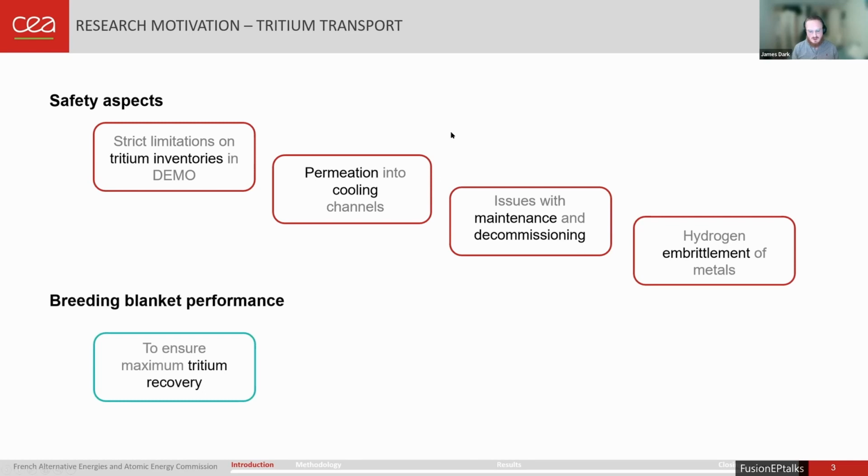But also just for the performance of our breeding blanket, we want to ensure that we know where all our tritium is being produced and where it's going, and make sure that it's going where we want it to go, rather than just diffusing everywhere into our vessel.